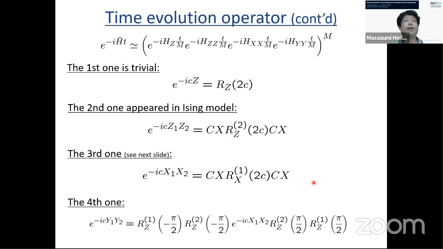But I guess I also remember that in textbooks of quantum computation, there is a more systematic way to write a more complicated one, but I'm not familiar with that. Okay, thank you very much. Yeah, thank you. Other question?